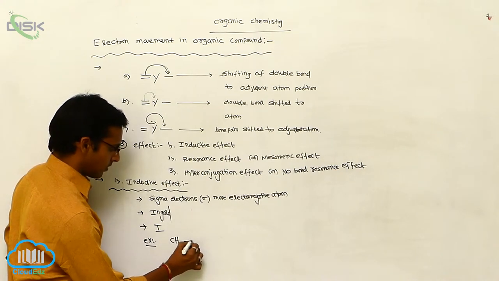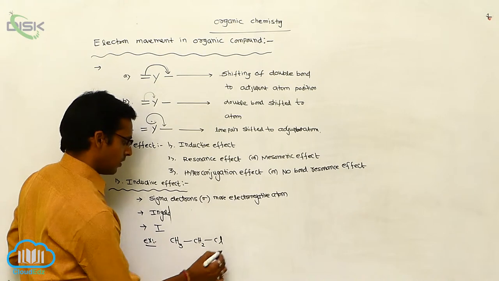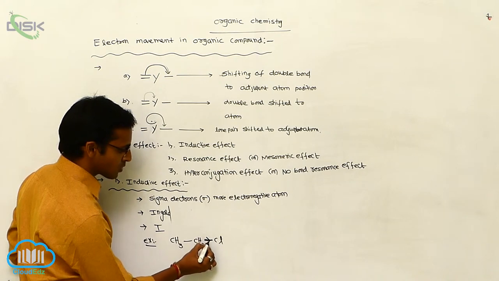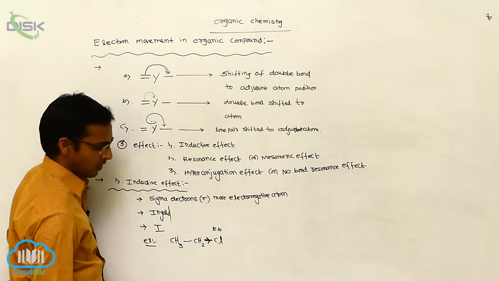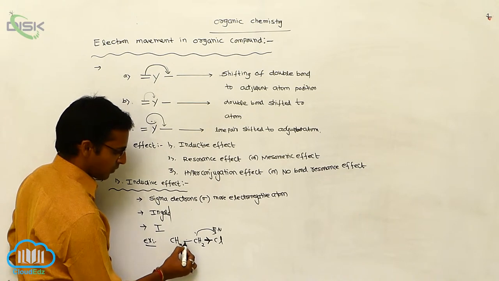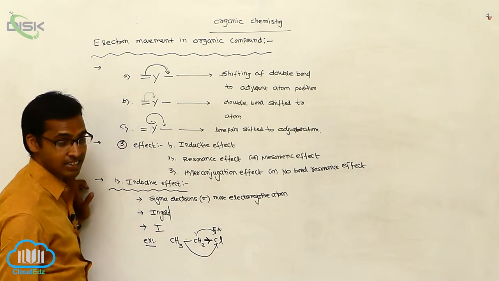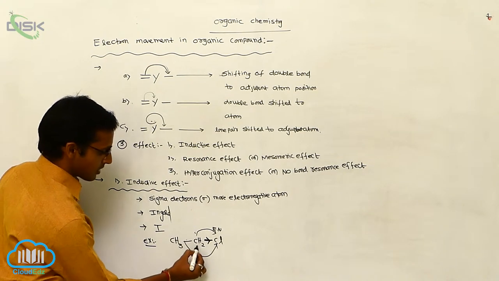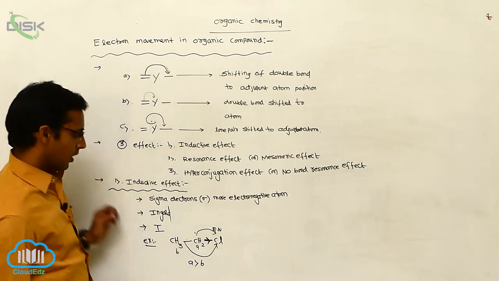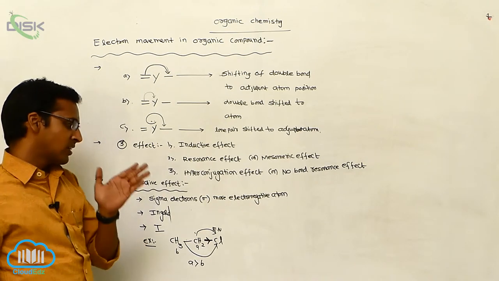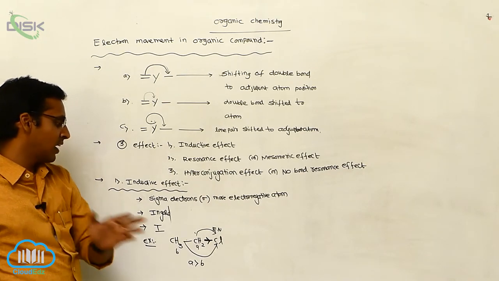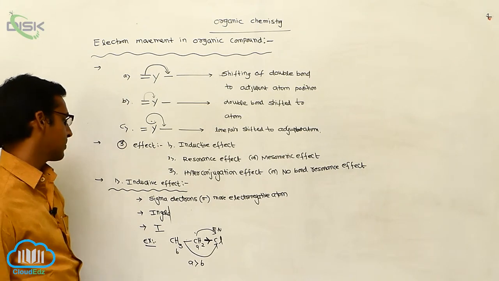For example, CH3 CH2 Cl. Here chlorine acts as the more electronegative atom. These sigma electrons are shifted towards the more electronegative atom, that is chlorine. They are attracted towards the chlorine atom. Here the distance is more. Whenever the distance is more, the inductive effect decreases. For example, this is A and this is B. In these two, the inductive effect of A is greater than B. Whenever the distance increases, the attraction decreases.